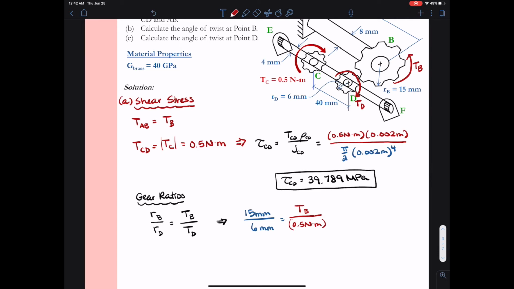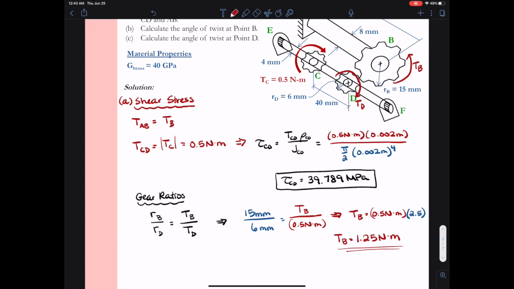So the 15 over 6 is really our scaling factor. When we move from a smaller gear to a larger gear, we increase our torque. So the torque at B is going to be increased from the torque on D by a factor, in this case, of 2.5. That's actually pretty significant. That's a pretty large increase just from changing the gear sizes on our system. So doing the math here, the torque at B is going to be 1.25 newton meters.